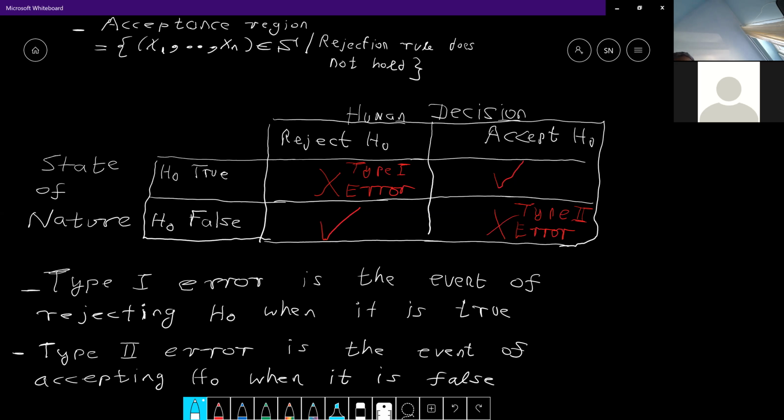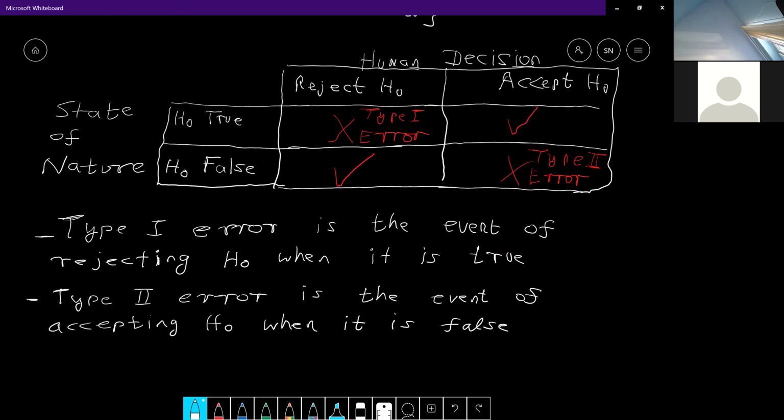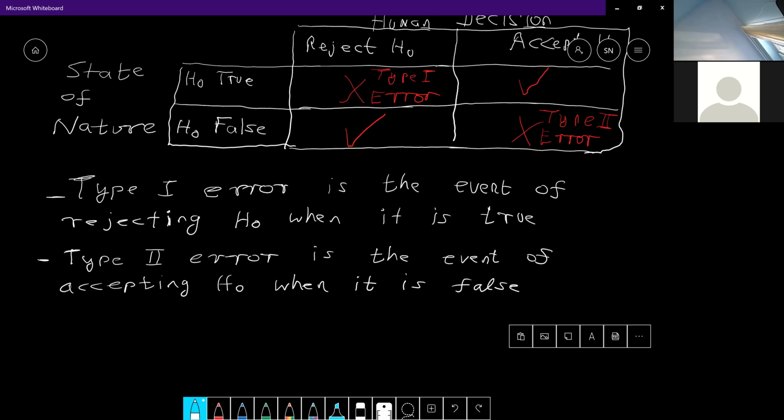These two errors are bound to happen in any test of hypothesis. It doesn't matter, you can be the most brilliant statistician in the world, but these two errors will always happen. There's no test of hypothesis in the world where type 1 error and type 2 error will not happen. What we can try to do is only try to minimize the chance of type 1 error and the chance of type 2 error happening. To do that, I need to first define a few things.